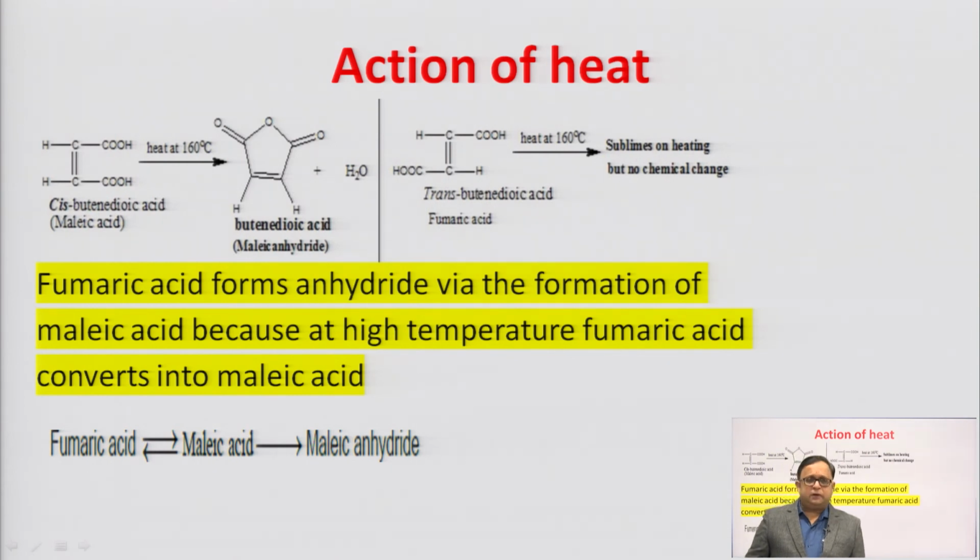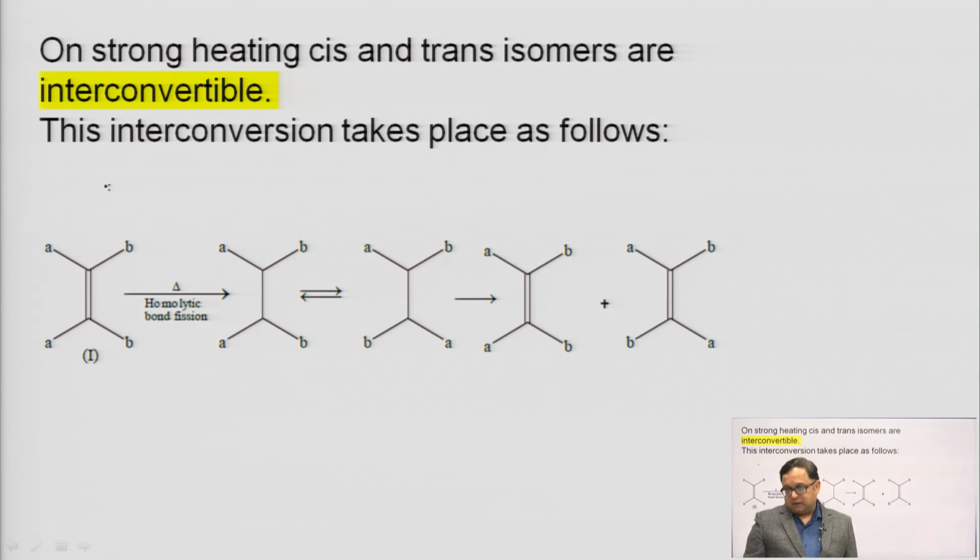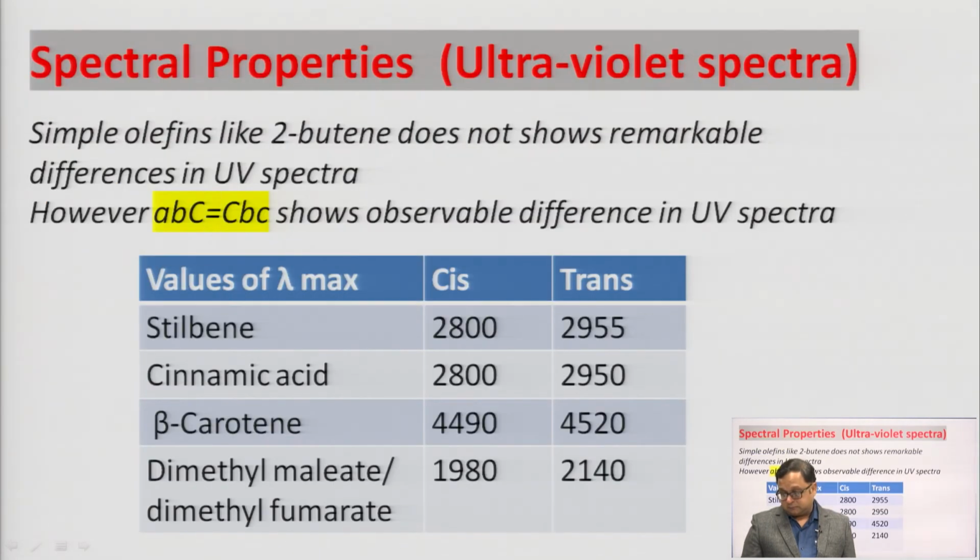The next parameter that we can use is the action of heat. Due to the action of heat, the cis isomer can be converted easily into the cyclic derivative, that is anhydrides. It is due to its arrangement. On the other hand, trans isomers can't be cyclized easily due to their position. This is one more example that on strong heating, cis and trans isomers are easily convertible.